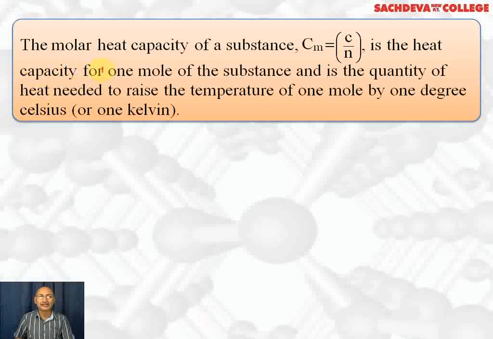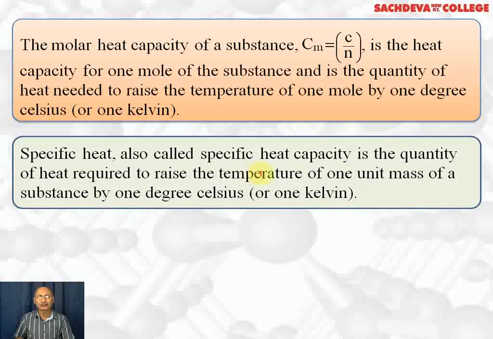Now we are taking molar heat capacity. The molar heat capacity of a substance we denote by Cm is equal to C divided by n, is the heat capacity for 1 mole of substance and is the quantity of heat needed to raise the temperature of 1 mole of substance by 1 degree Celsius or 1 Kelvin. Specific heat, also called specific heat capacity, is the quantity of heat required to raise the temperature of a unit mass, 1 gram or 1 kilogram, of a substance by 1 degree Celsius or Kelvin.